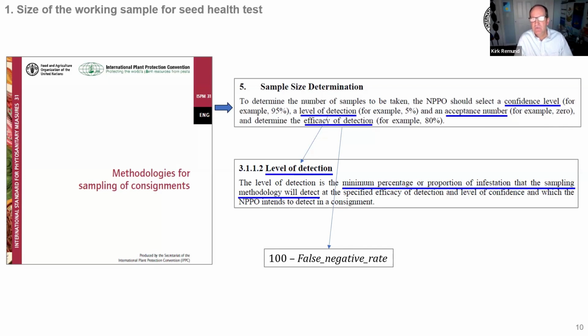The other thing is with reference to the assay itself: efficacy of detection, okay? Here, for example, we're looking at 80%, just as an example within this phytosanitary document. What does this mean?